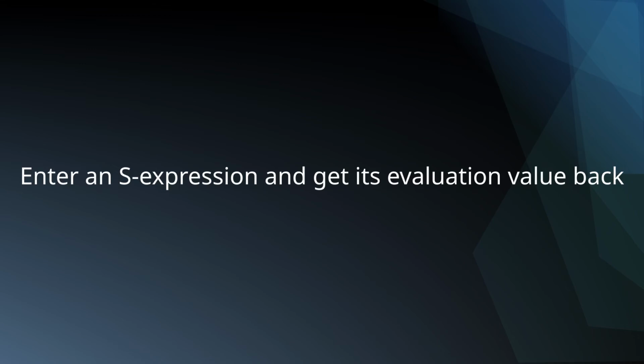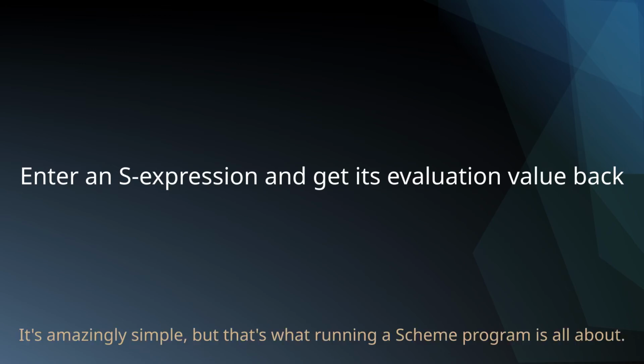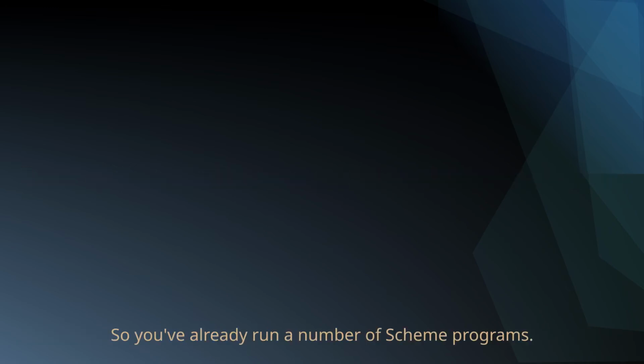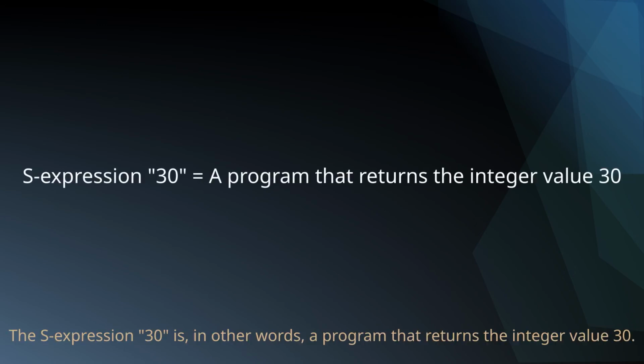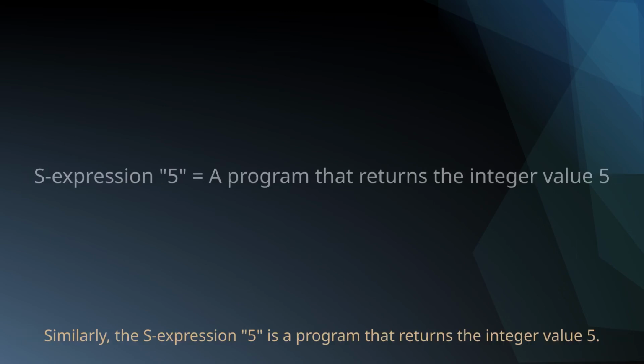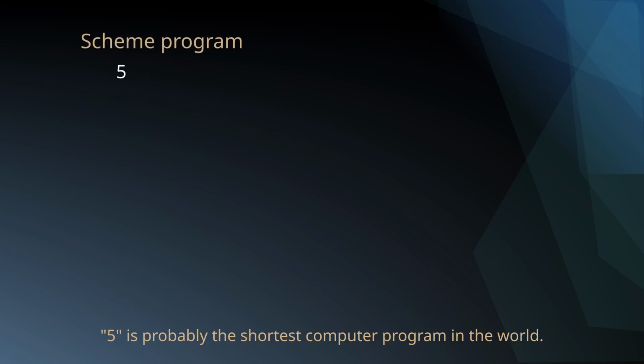Enter an S expression, and get its evaluation value back. It's amazingly simple, but that's what running a Scheme program is all about. So you've already run a number of Scheme programs. The S expression 30 is, in other words, a program that returns the integer value 30. Similarly, the S expression 5 is a program that returns the integer value 5. 5 is probably the shortest computer program in the world.